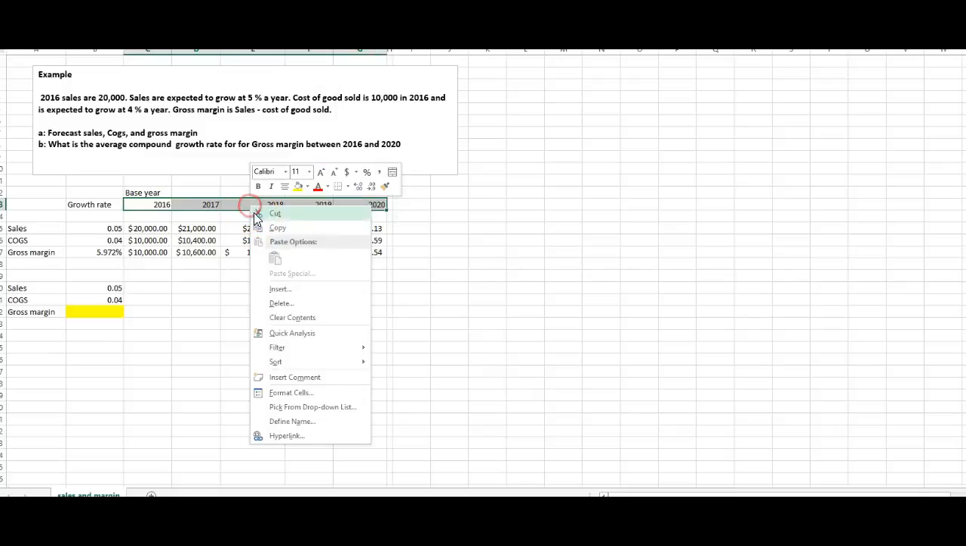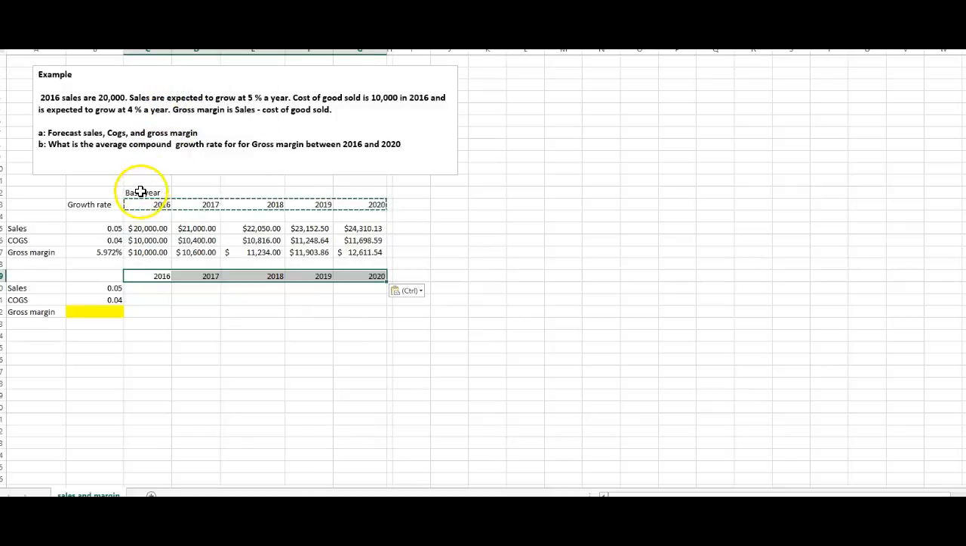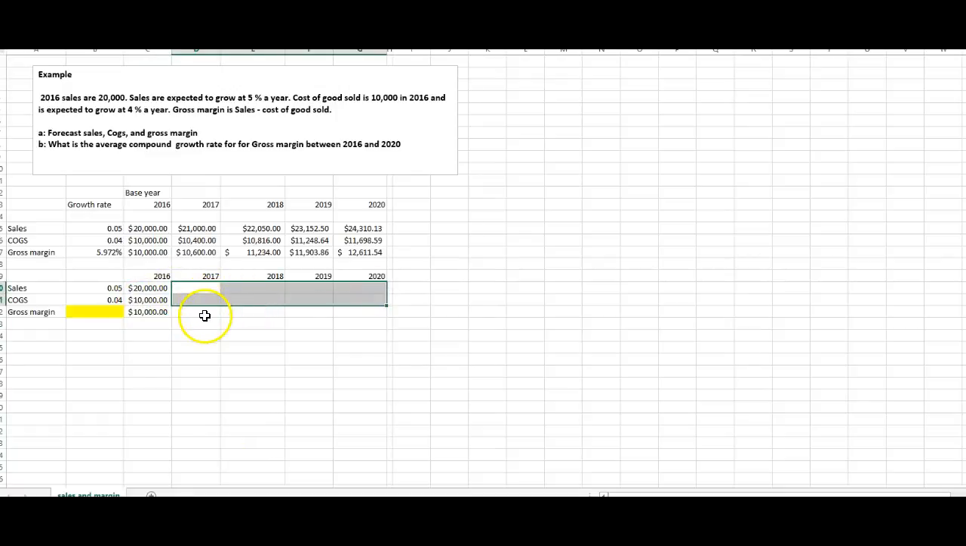So I'll create a table just like I had done before. I will put in the years on the top, and obviously 2016 is the base year we're starting from. Then this information was given to us, these two: sales for 2016 and the cost of goods sold. Gross margin is going to be sales minus cost of goods sold. So that's what they have given us. Now what we're going to do is first forecast the sales, then the cost of goods sold, and then the gross margin, and then figure out this compound average growth rate.